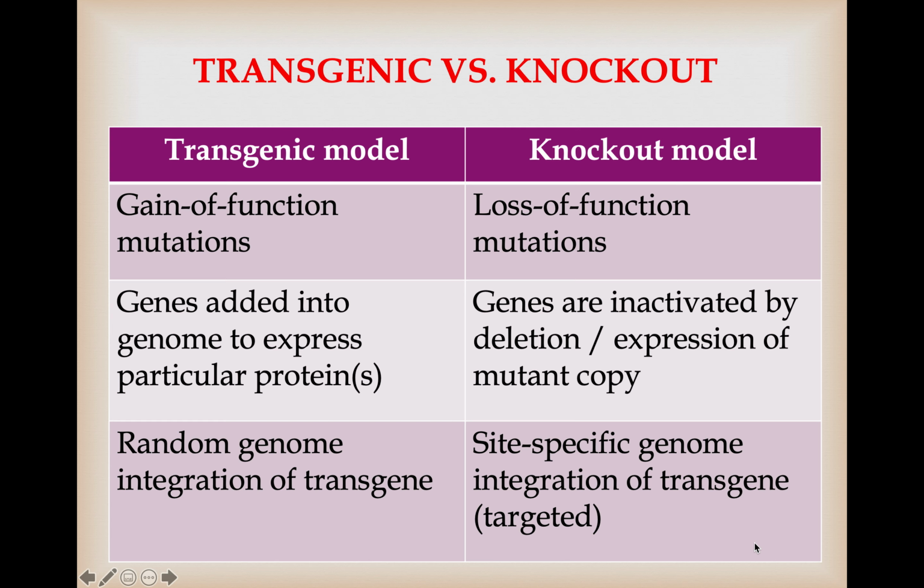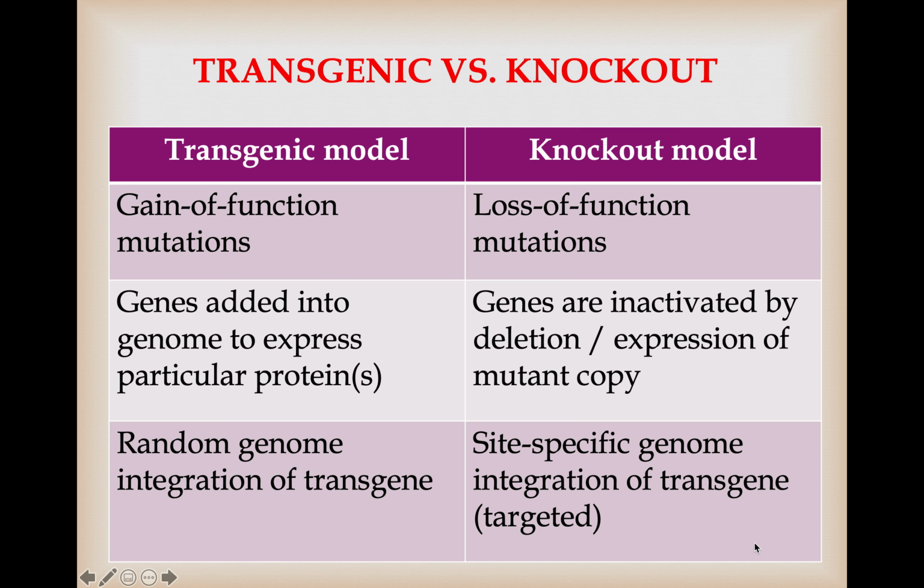Alright, so now that you guys know how to make, theoretically, transgenic mice and also knockout mice, let's compare them, transgenic versus knockout. In a transgenic model, most of the time it is for gain of function mutations, and sometimes you can also do loss of function, but loss of function is mostly for knockout, because in knockout the function is to knock off the gene or turn off the gene function.